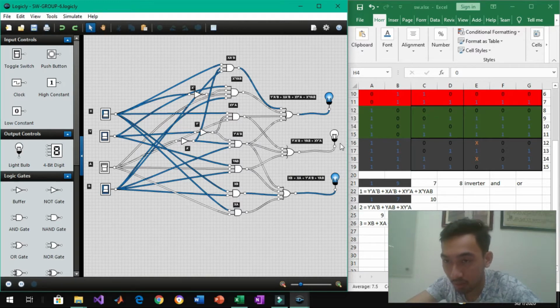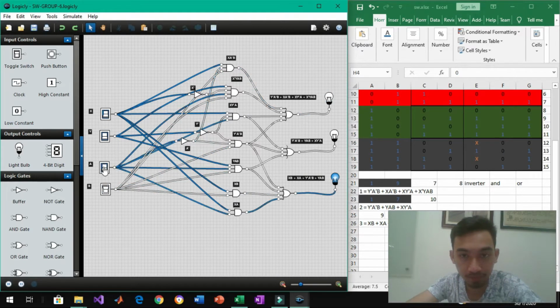And at min term 14, output 3 should have a 1. This is output 3. And at 15, output 2 and 3 should have a 1.